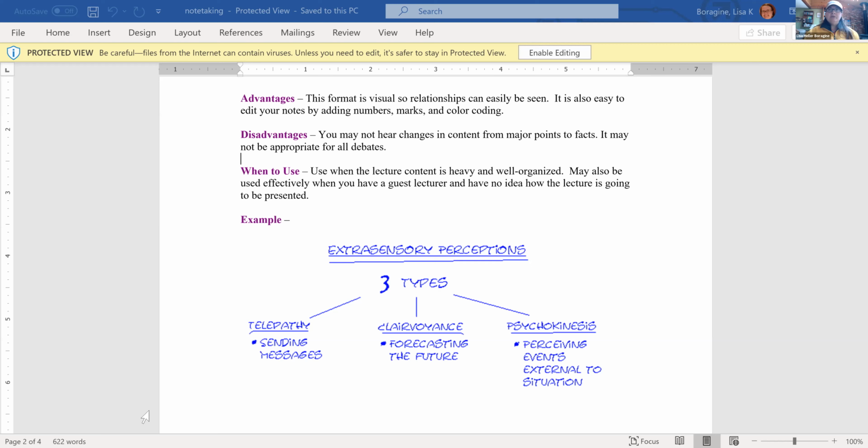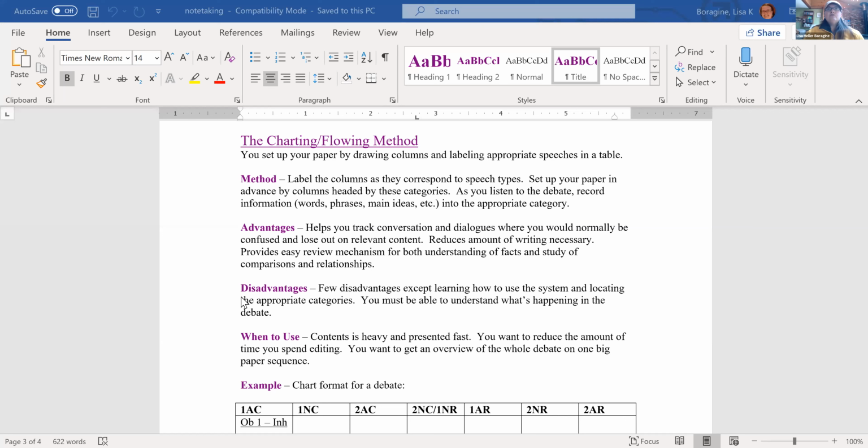It's really good to use this type when the lecture content is heavy and well organized. So if you're a visual thinker, it's a good way to go. The next method is charting or flowing. Let's see if that one sounds familiar to you. It's where you draw columns and label the speeches in a table.